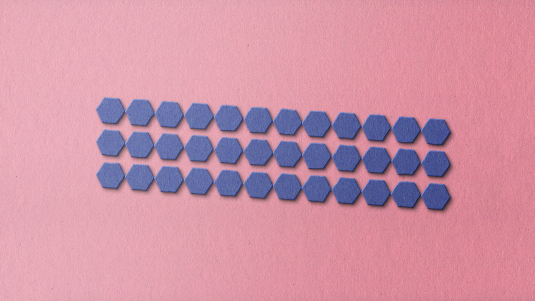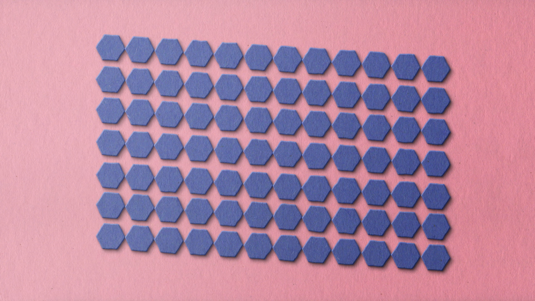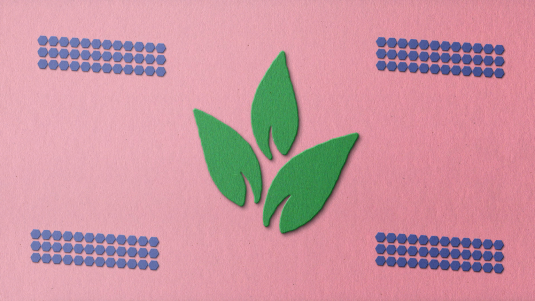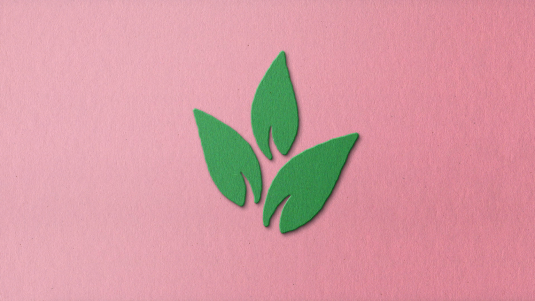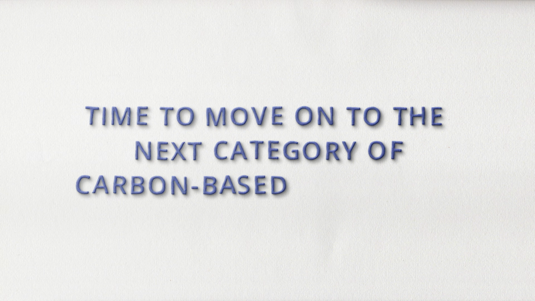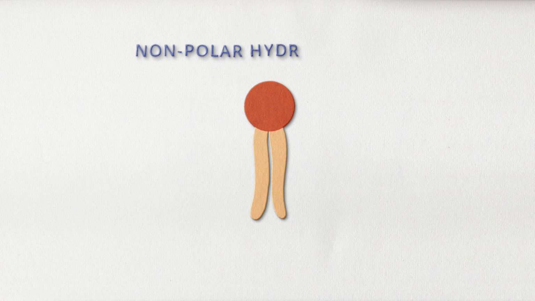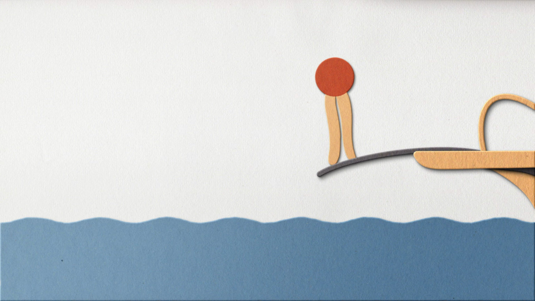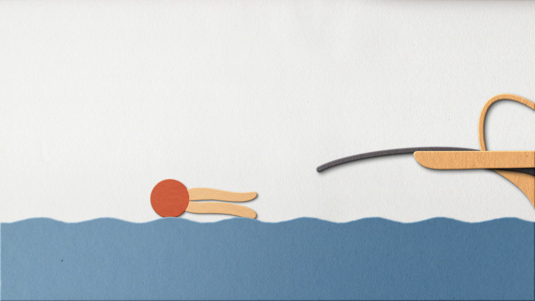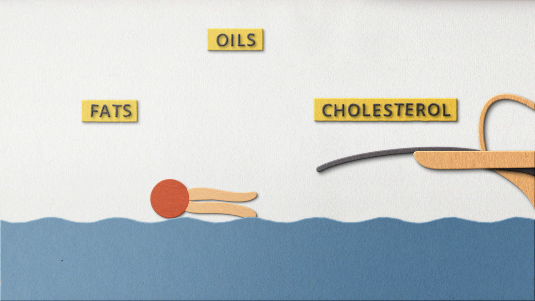Cellulose is a long-chain polysaccharide consisting of several hundred to many thousands of glucose monomers. Cellulose is an important structural component of green plants. Now it is time to move on to the next category of carbon-based molecules, lipids. Lipids are nonpolar hydrocarbons. Nonpolar substances do not dissolve in water and include things like fats, oils, and cholesterol.